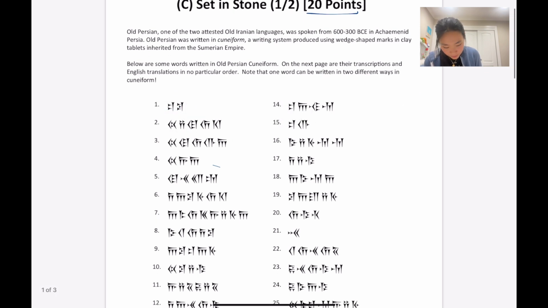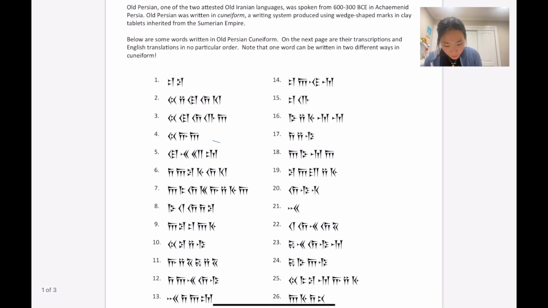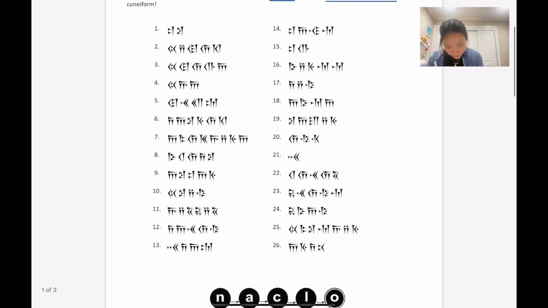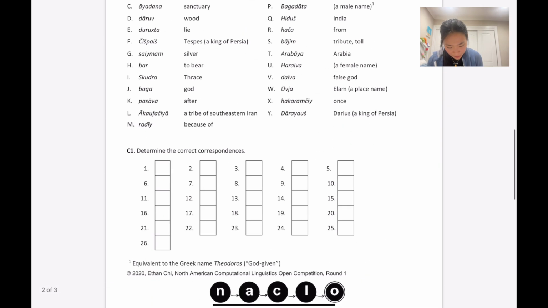Great, okay. So below are some words written in Old Persian cuneiform. On the next page are their transcriptions and English translations in no particular order. Note that one word can be written in two different ways. Okay, interesting. So they're also telling us one word can be written in two different ways. Why would they tell us that? It's probably related to the problem somehow. But yeah, we don't know.